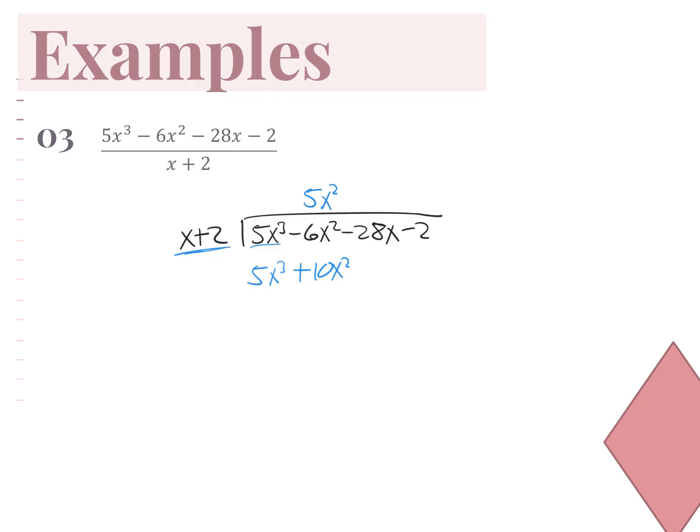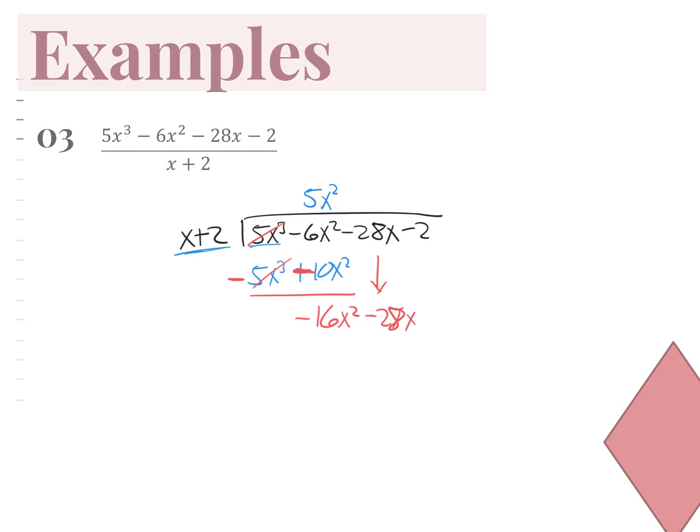All right, and then once again, subtract everything. That's going to change all of your signs. And then what should always happen is these cancel out. All right, and then you're left with a negative 6x squared minus 10x squared, and that's going to get you a negative 16x squared. All right, next, bring down the next term, which is a negative 28x.